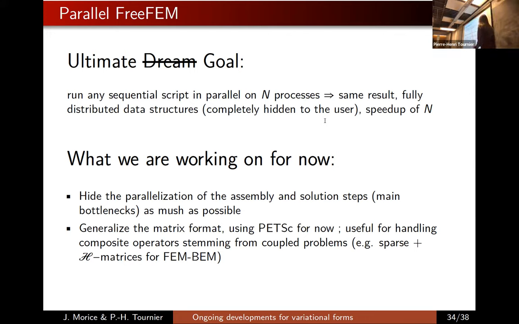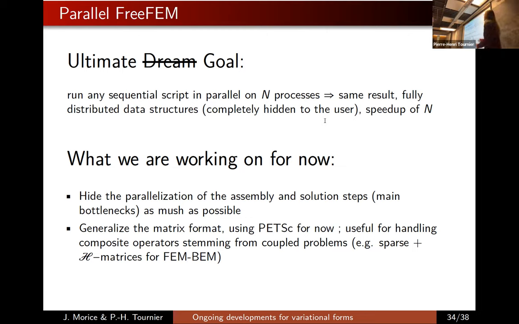And so what we are working on right now is focusing on the assembly and the solution steps, which are usually the main bottlenecks of your simulation. And we will try to ease the parallelization of those two steps as much as possible. And also, with what Jacques presented about composite finite element spaces, we also need to generalize the way we see a discrete operator in FreeFEM, because for example, for this FEM-BEM formulation, you have sparse matrices for the FEM part, and you have BEM hierarchical matrices for the BEM part.